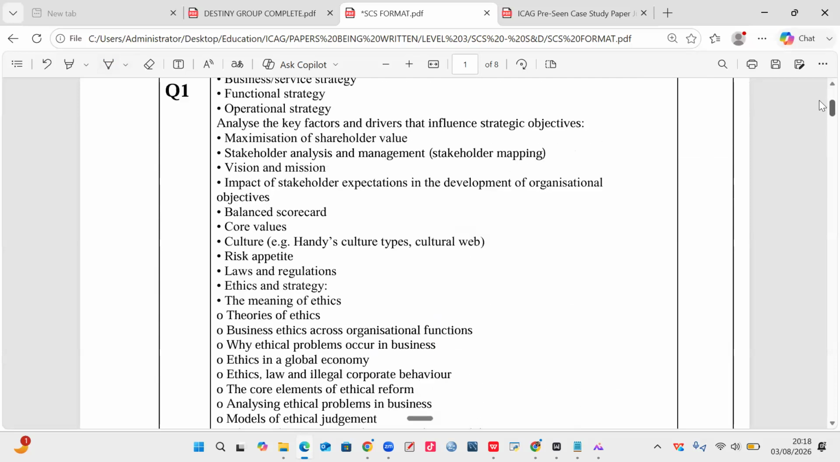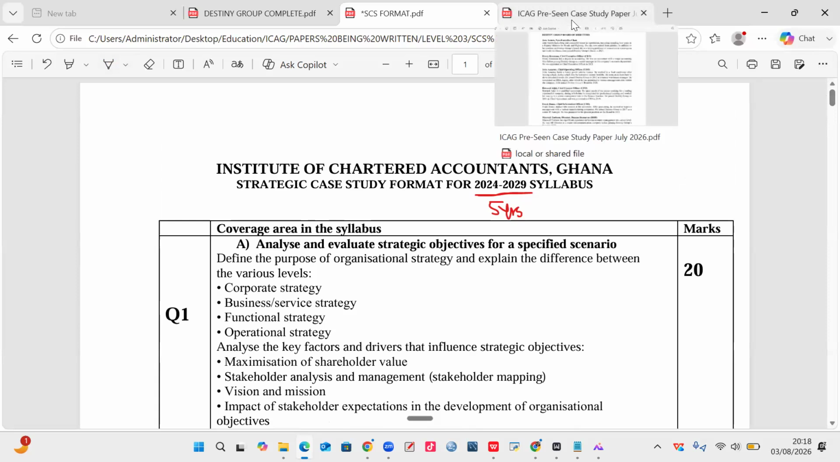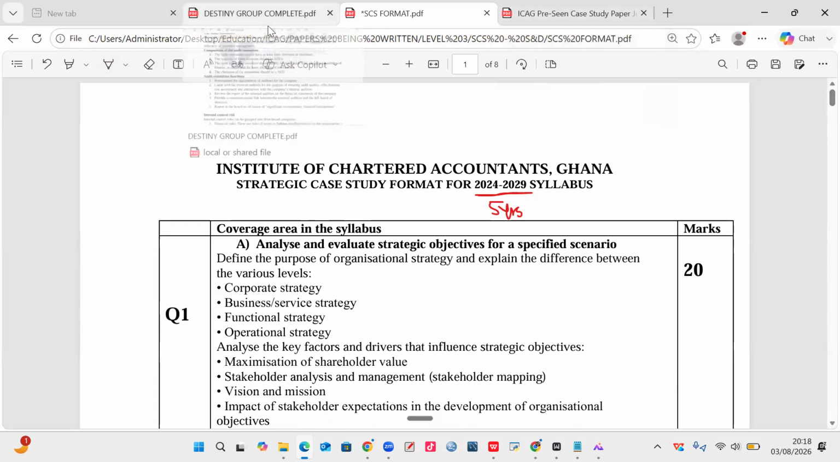So mostly what the lecturers do is they start teaching from week one, taking the topics one after the other. Then about 3 weeks or so to the final exam date, the school will release the pre-seen, as you all know. For those writing fresh, the school will release the pre-seen and we will study it.